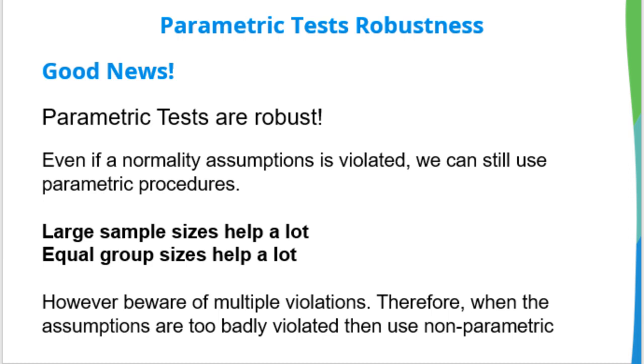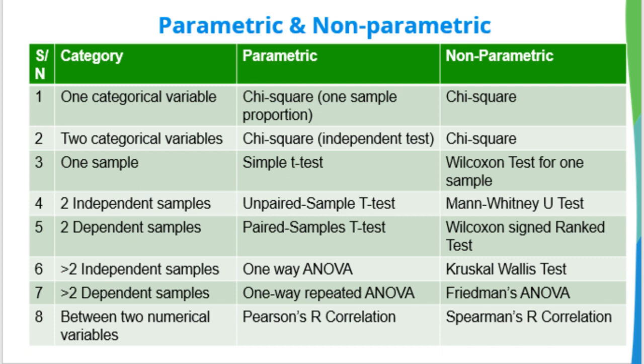However, we must be aware of multiple violations. When the assumptions are too badly violated, then we use what we call non-parametric tests. But the parametric test can still be used when only part of the assumptions are not met. So we have different kinds of parametric tests based on the data that we have.